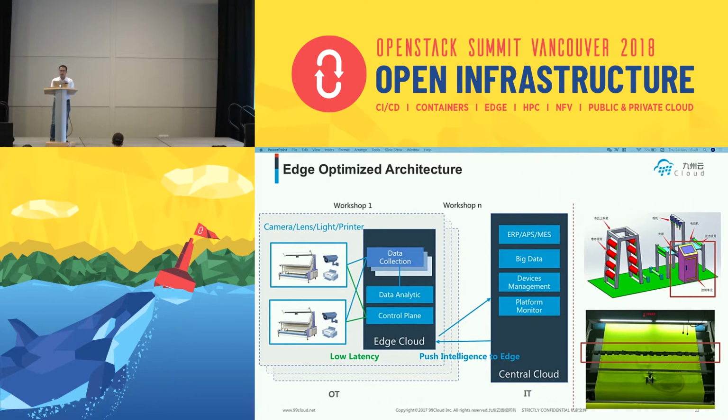And by using this edge-optimized architecture, we can avoid high bandwidth in the network, because only features are sent between the edge cloud and the central cloud, and the images can be processed in the edge cloud. And when we plan to control the machines in the workshop, we can use the edge cloud to control them. It's low latency.